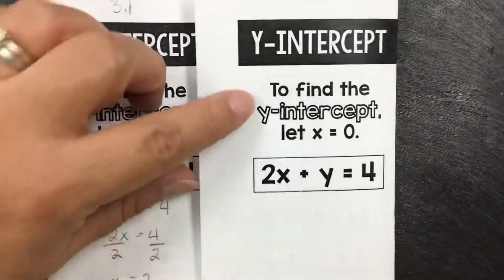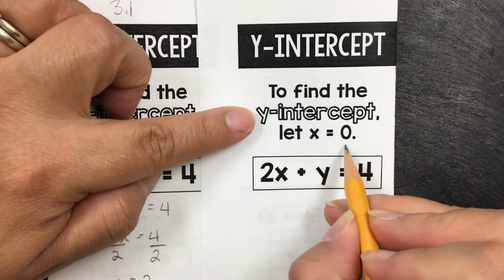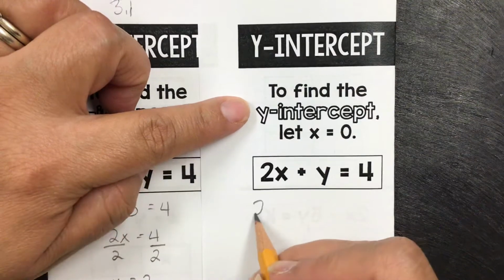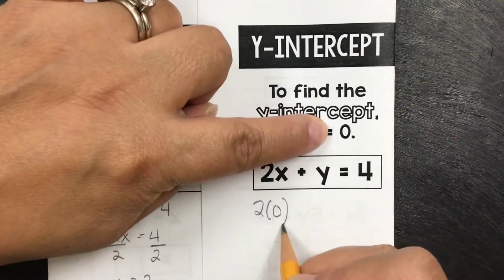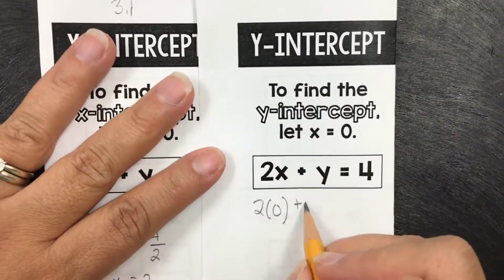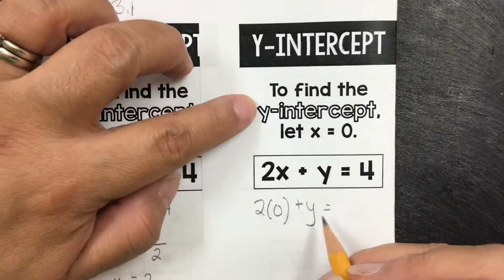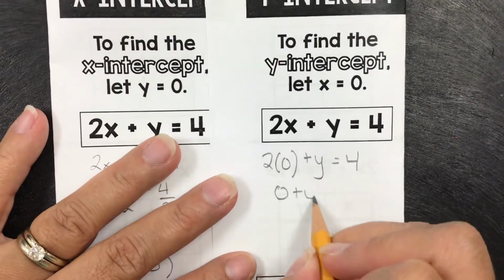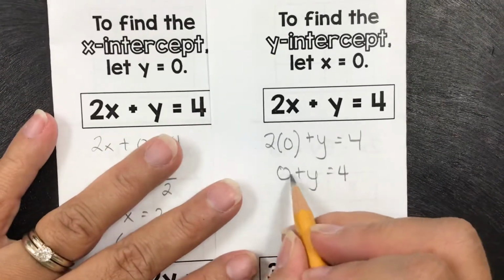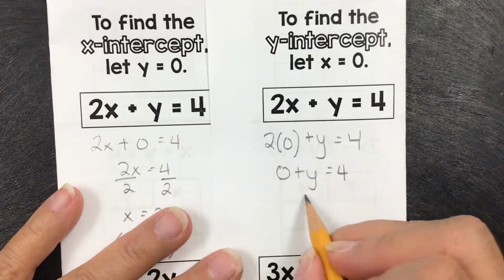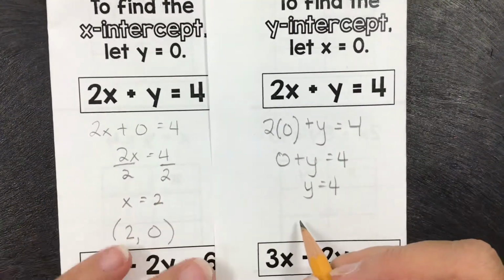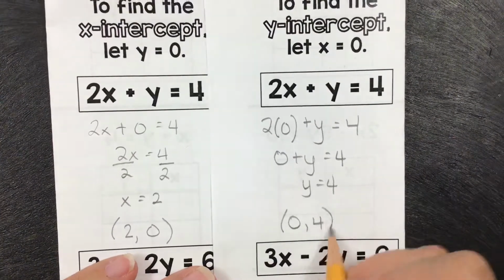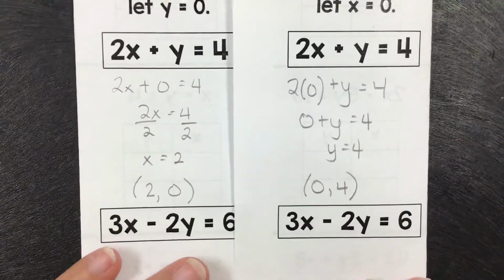For the y-intercept, you have x is equal to 0, and you're solving for y. So for this one, it would be 2 times 0, because that has to be the value of x, plus y, because you're looking for a y-intercept, is equal to 4. 2 times 0 is 0, plus y is equal to 4. So you don't need to have that 0 on there. Y is equal to 4, making that point of intersection the 0 for the x and 4 for the y on the y-axis.